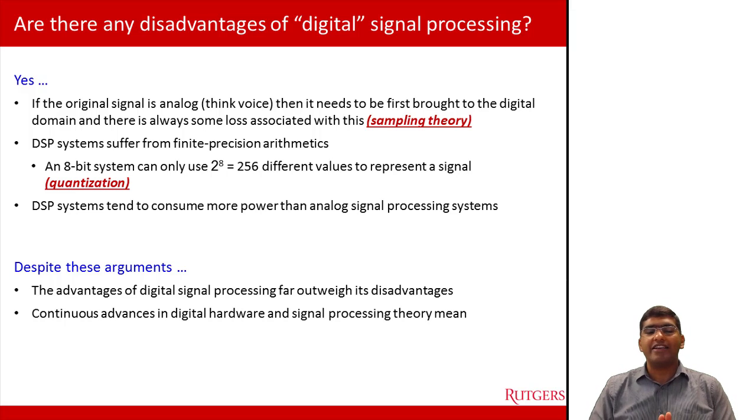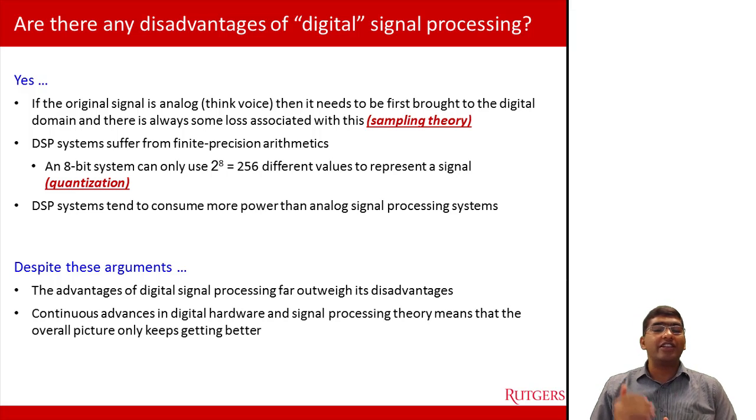And the reason for that is because, first of all, signal processing theory is advancing very rapidly to get rid of the issues associated with sampling theory, with quantization. Digital hardware is getting better, which is making it possible for us to use digital systems at very low power. And we already know that we are getting these cell phones and all these other devices with hours and hours of battery life. So hopefully that provides you a basic understanding of what signal processing is.